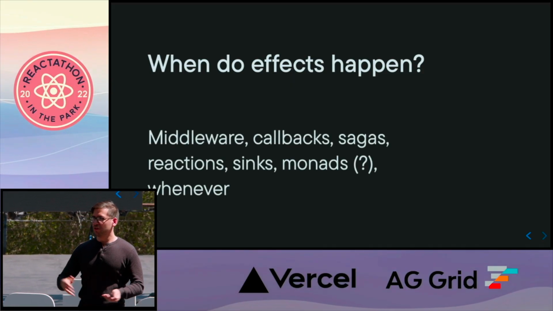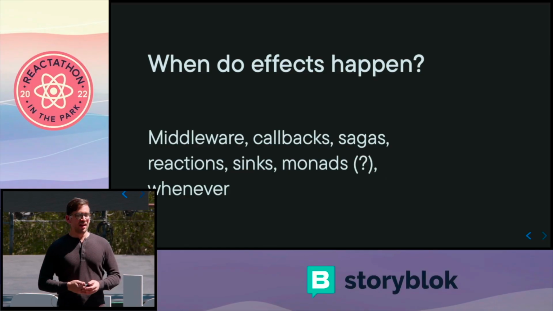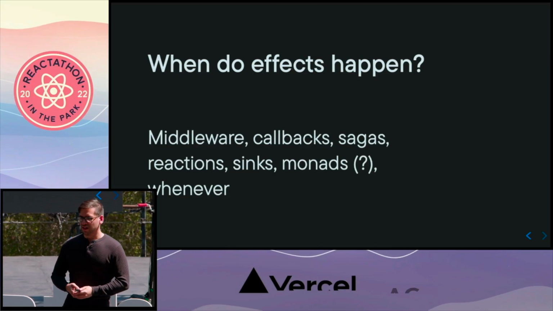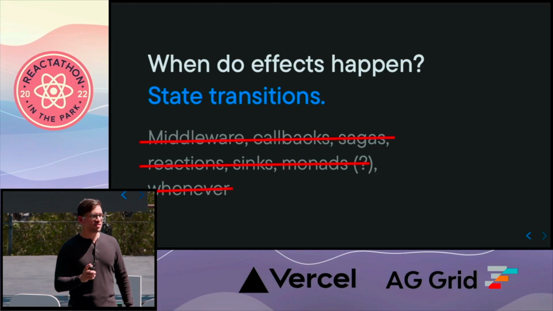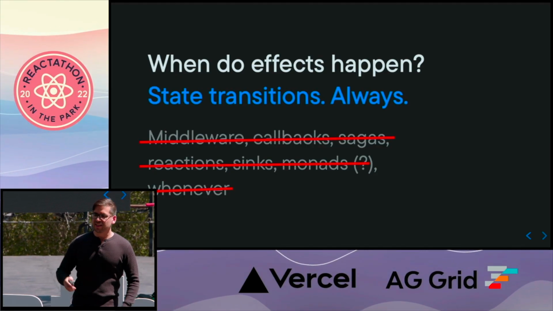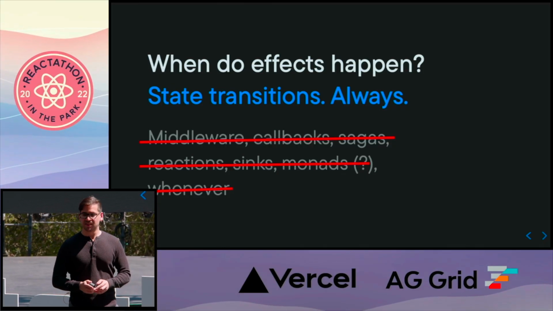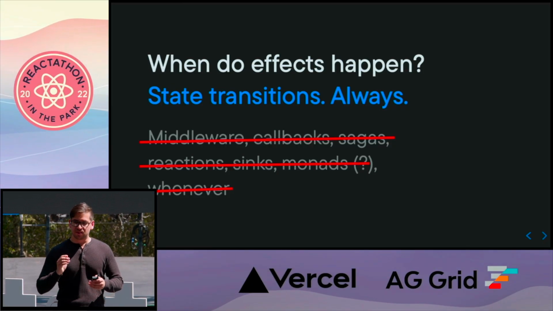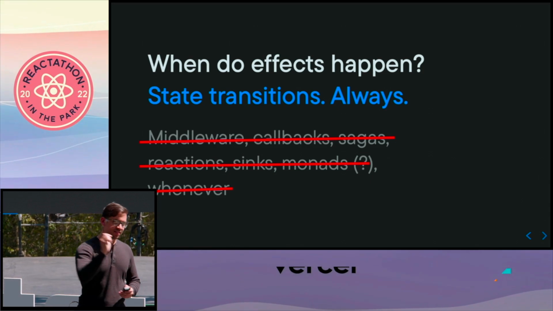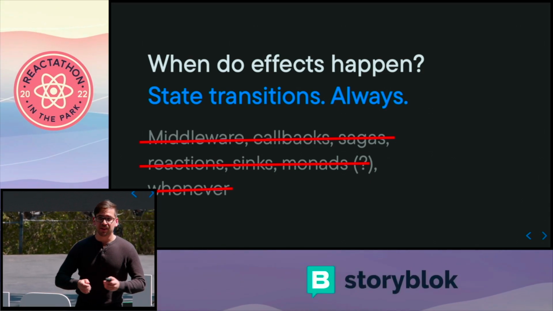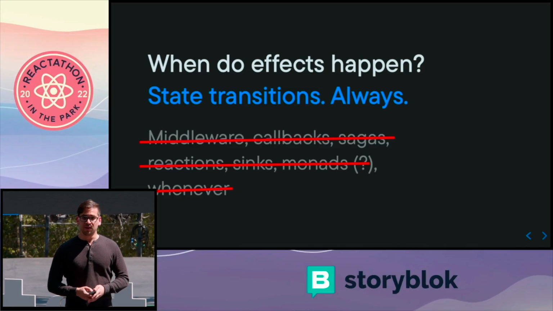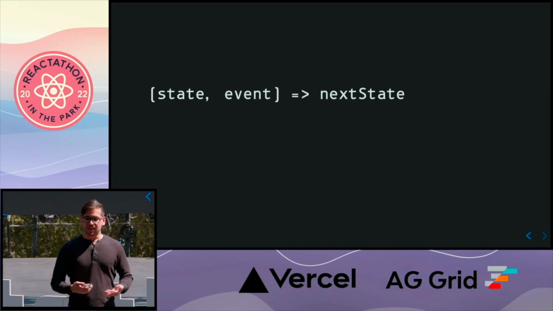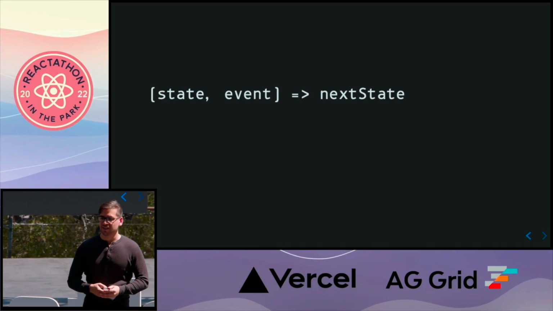Well, we have many different answers from many different state management libraries, like middleware, callbacks, monads, I think. But the real answer is state transitions. And it always happens in state transitions. And the reason for this is that the only way that you could trigger an effect is to do something. So something needs to actually cause that effect to happen. Effects can't just happen out of the blue. And so typically, if you catch it within the event handler, then that's a great place for an effect.